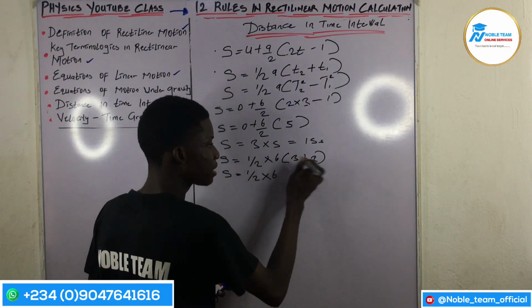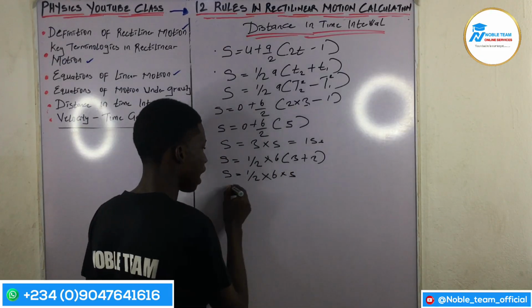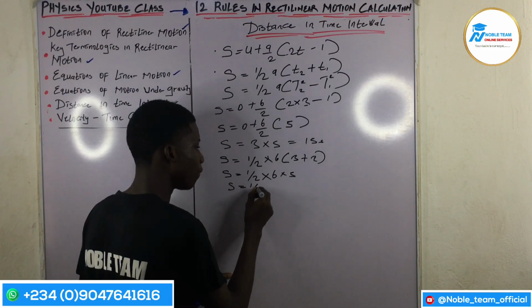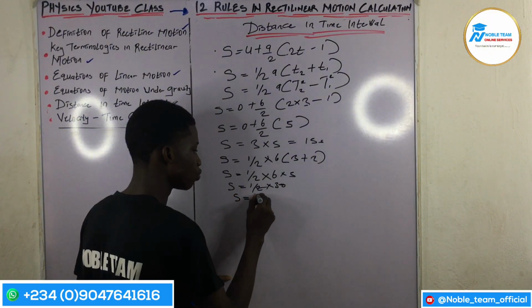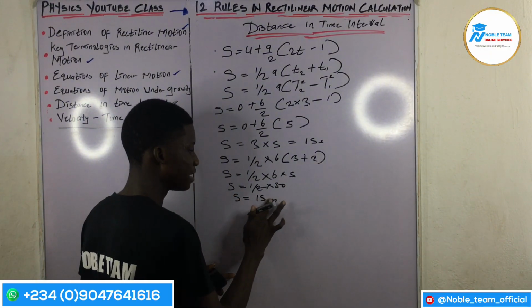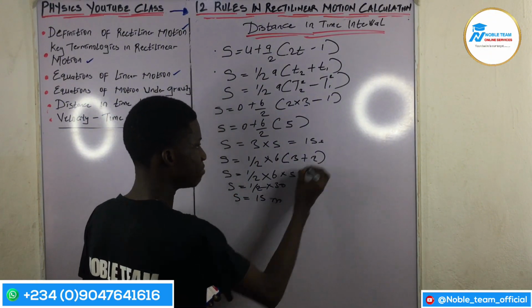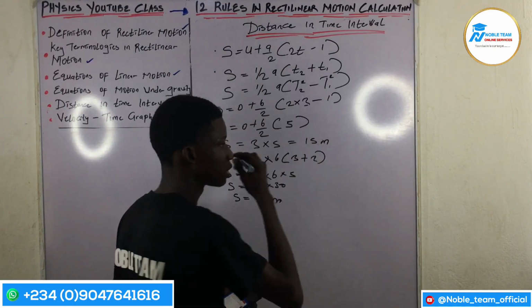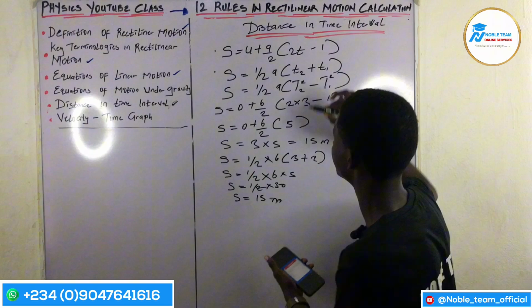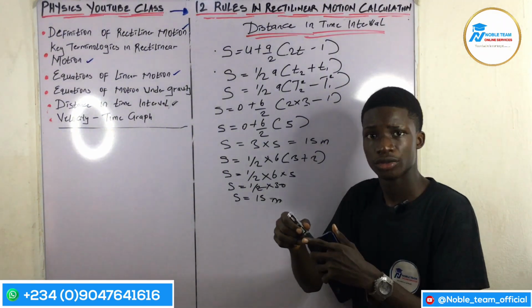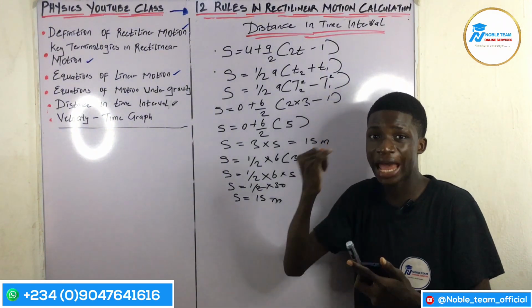Then multiply by this plus this, which is 5. Then I have S is equal to 1 over 2 multiplied by 30. This into this is S is equal to 15. 15 meters, sorry. This is meters, not seconds, because it is distance. You can see it is no magic. Even though you use the other formula, it is still the same thing. You understand? So I've listed 9 rules.